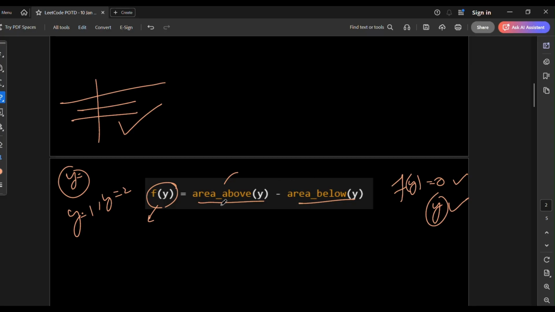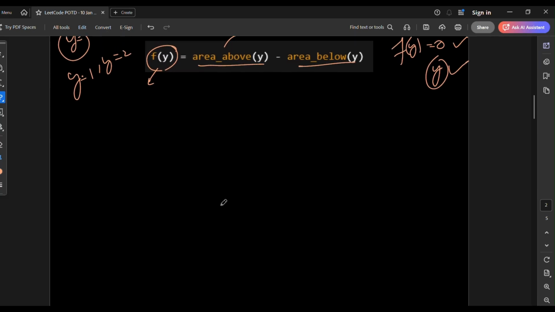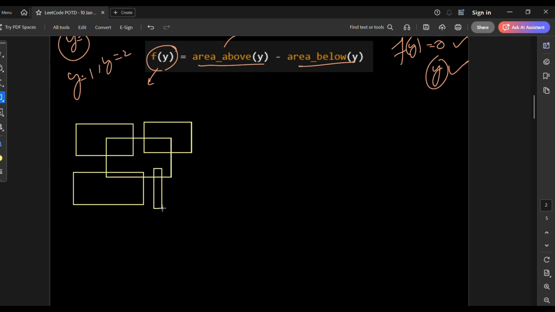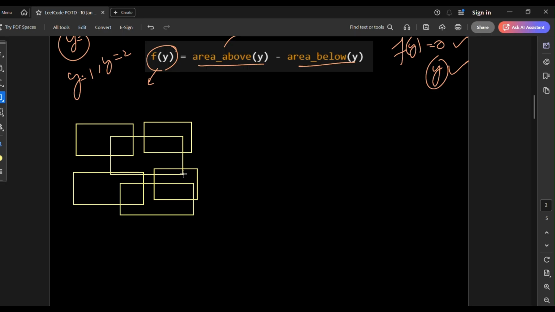Now let me give you one more observation. Let's say this is my x and y coordinate, and I don't need to draw it like this. We can go for something simpler. Let's draw some rectangles and I will show you in a better way. This is my first rectangle, this is my second, this is my third, and this is my fourth, fifth, and sixth. Okay, this is my next rectangle, and this rectangle.